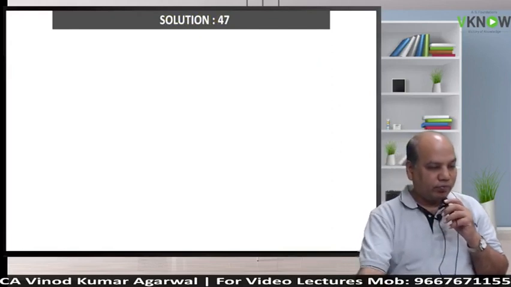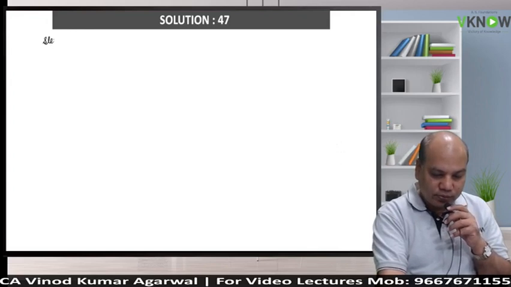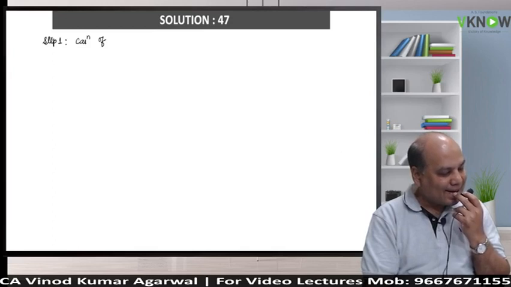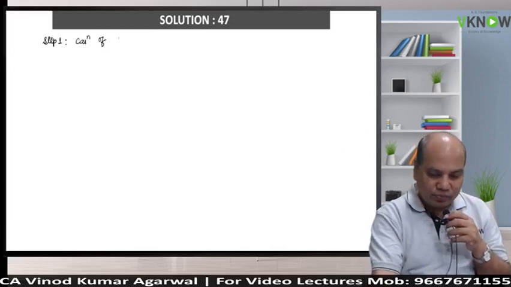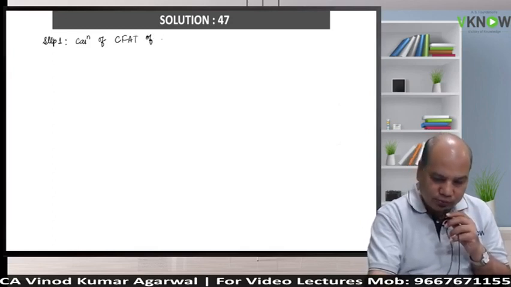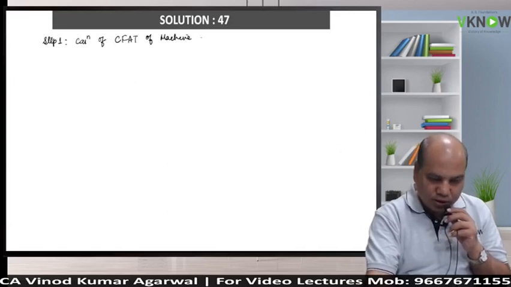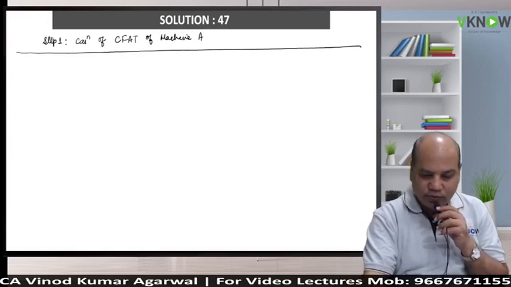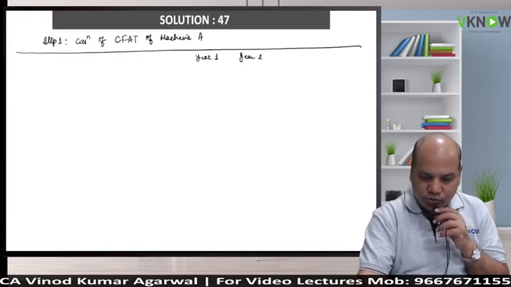Are you ready? So first you write down step 1. Step 1. Calculation of CFAT, calculation of CFAT of machine A. Calculation of CFAT of machine A. So write 4 columns on the right side: year 1, year 2, year 3, year 4.